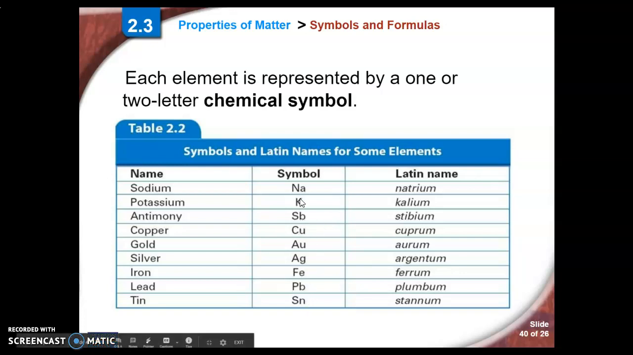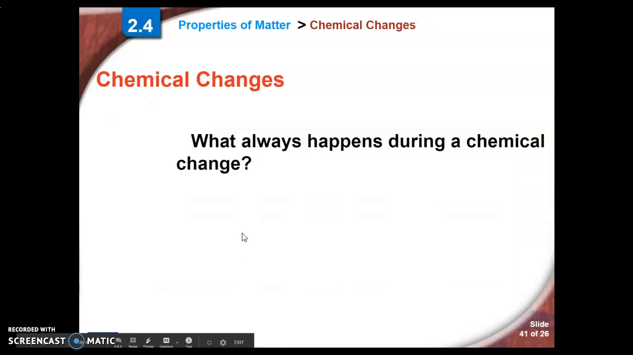So here, these are some confusing ones because, for example, it is gold. We don't say Go, we say aureum in Latin. So we use Au. With practice, you will be more familiar with the symbols. Also, you will have your periodic table with you, so you can check the symbols of the elements anytime you need. And the last part is chemical changes.